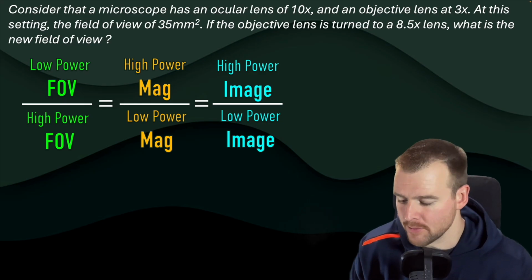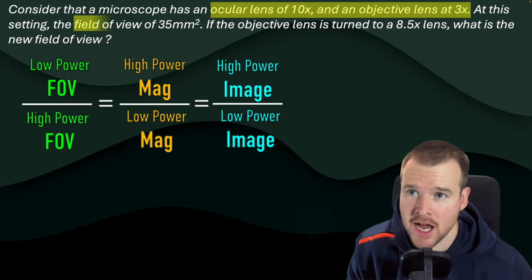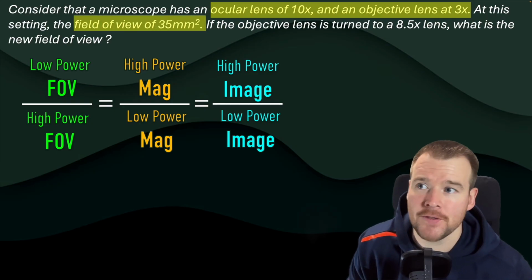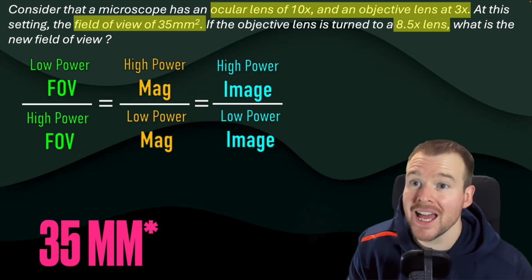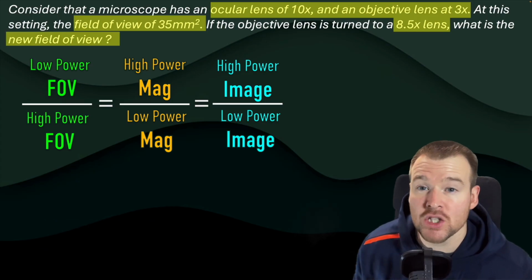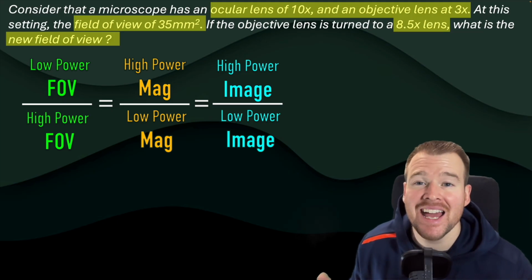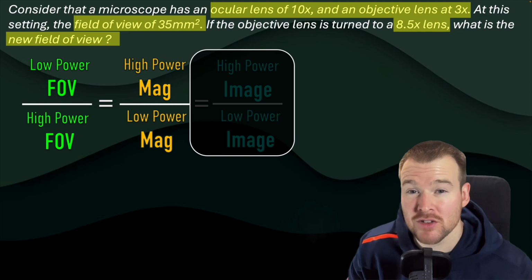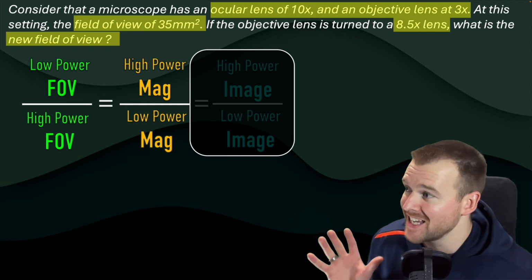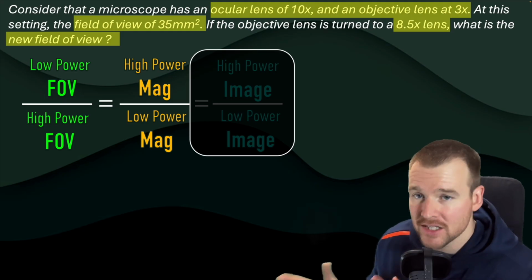Okay, so looking at the formula, I'm looking for pieces of information in the question. It says ocular lens of 10 times, objective at 3 times, field of view is 35 millimeters. At 8.5 times with the objective lens, what's the new field of view? So we can see that this isn't asking about size of image, this is asking about field of view and giving me information about magnification. So I'm going to block out the image part and just look at magnification compared to field of view. Okay, set up this fraction here.